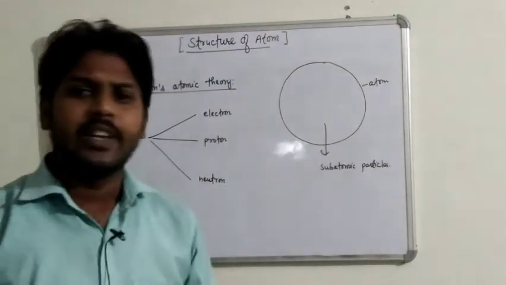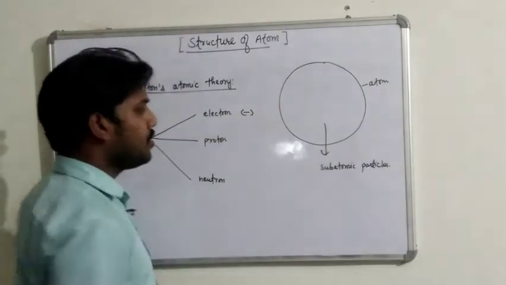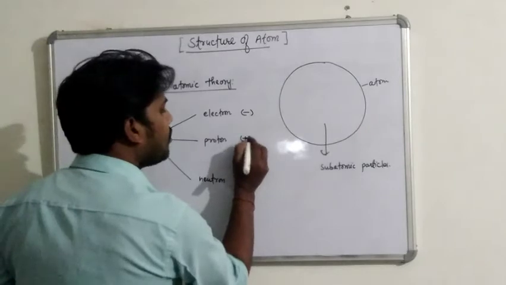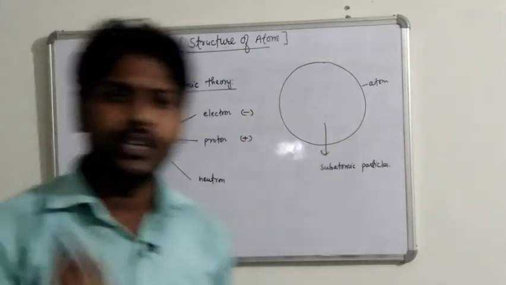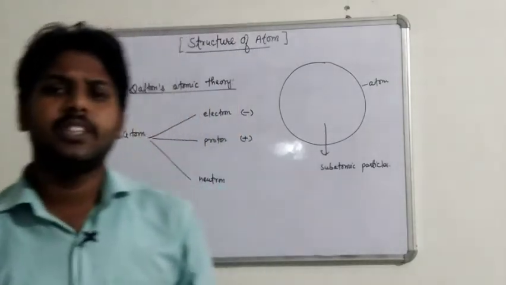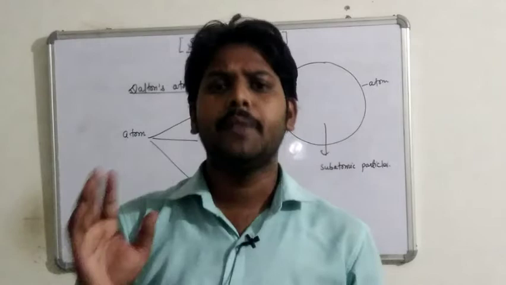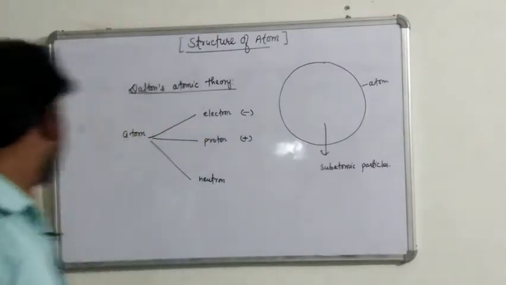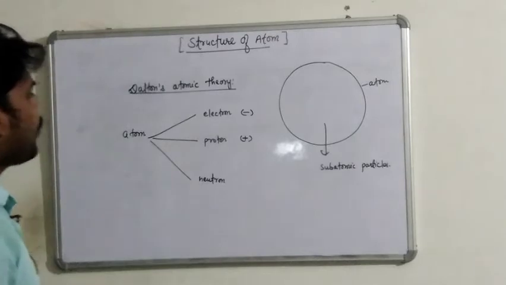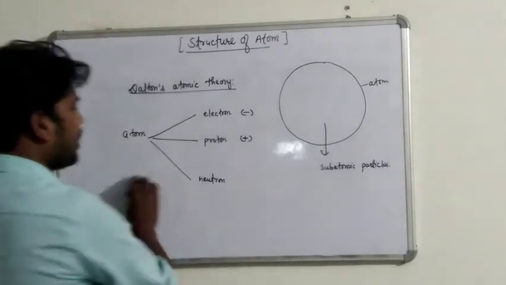Clear students? Electrons are negatively charged particles, protons are positively charged particles, and neutron is a neutral particle, means it doesn't contain any charge, either positive or negative. Clear students? So suppose you have to find out the net charge in an atom.